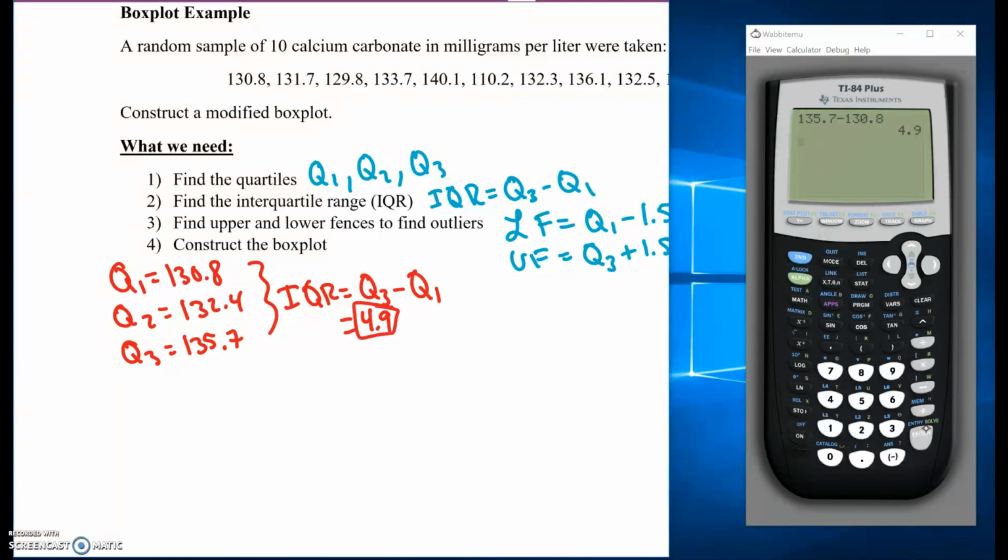All right, now I figured out the quartiles and I figured out the IQR. Now let me figure out my upper and lower fences. So my lower fence is going to be Q1 minus 1.5 times the IQR. So Q1 in this case was 130.8.